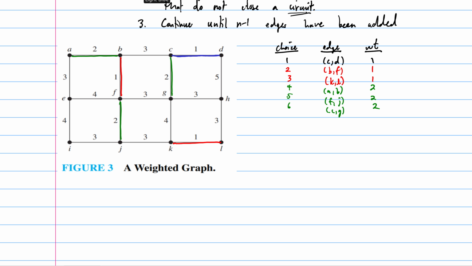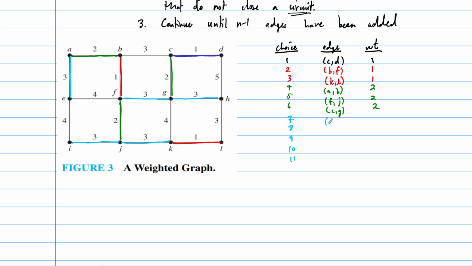From there, we go up to the next weight. Now we have to be careful, but we can add in AE, IJ, JK, FG. So far, everything's good. We cannot add BC, because that would close off a circuit. We can add GH, and we cannot add HL, but we don't need to. We can add GH, and then we're done. So this is adding 7, 8, 9, 10, and 11.